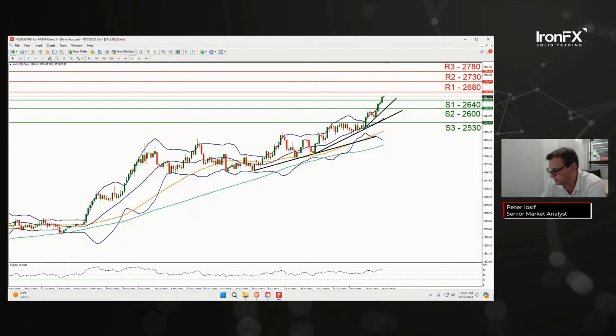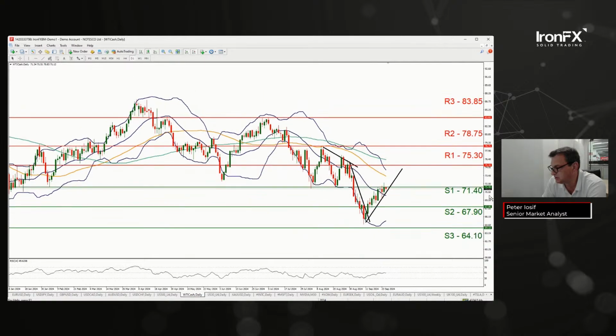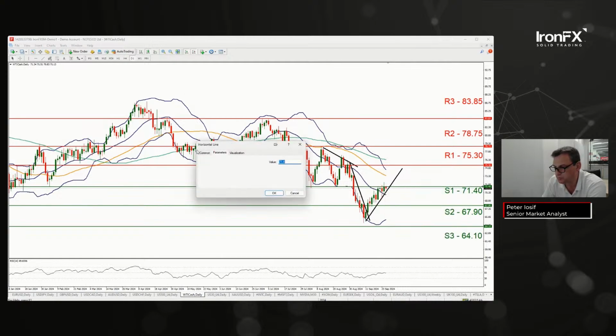Let's have a look also at oil. It will be just a quick one before we leave. Some hesitation on behalf of the bulls, but for the time being, I would note that the price seems to have trouble breaking the 71.40 resistance level, which we had yesterday turned into support.